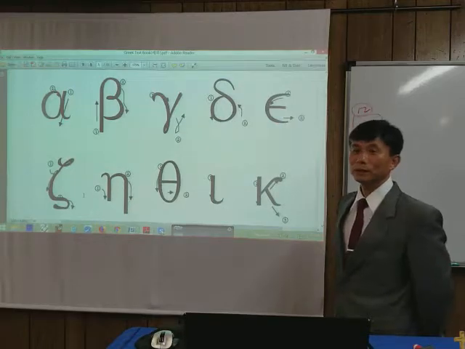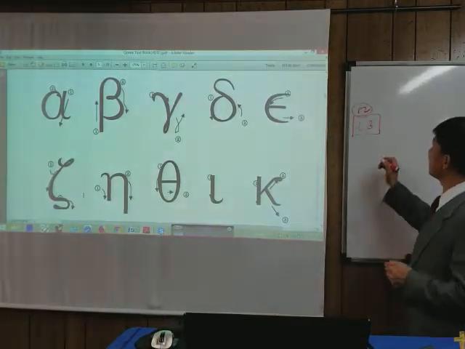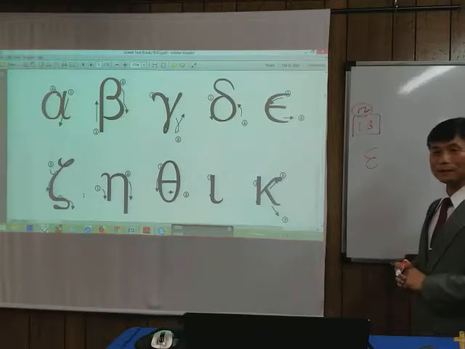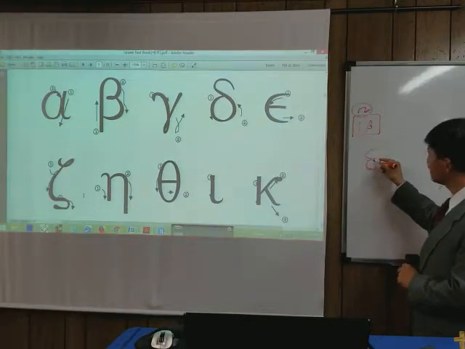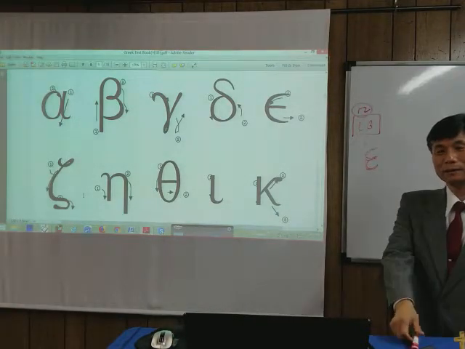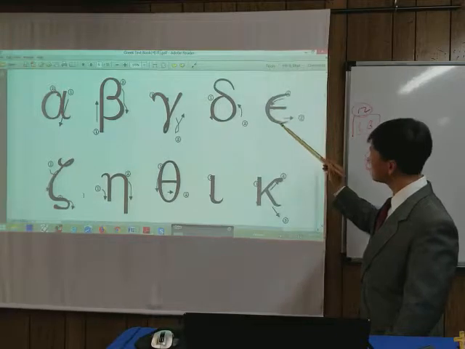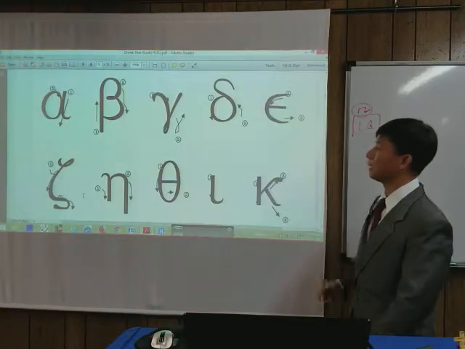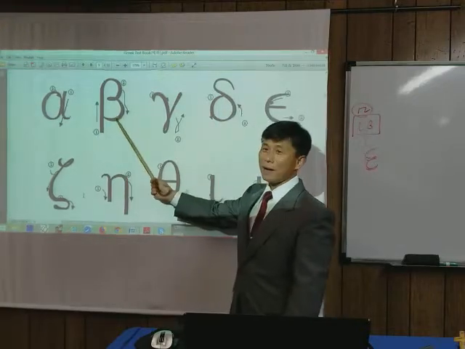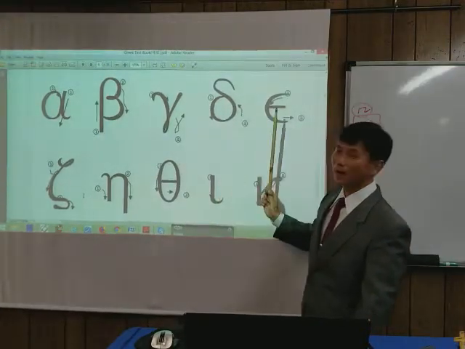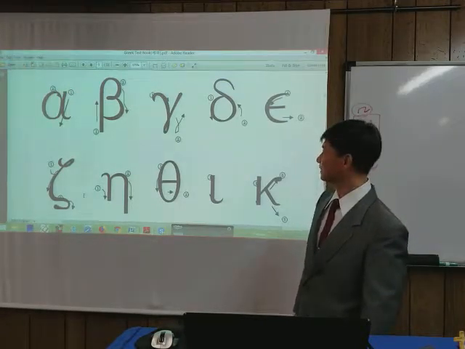Some people, instead of writing it like this, write it like this. This one is okay too. So one, two, or one, two. Alpha, beta, gamma, delta, epsilon. We learned that in the song.